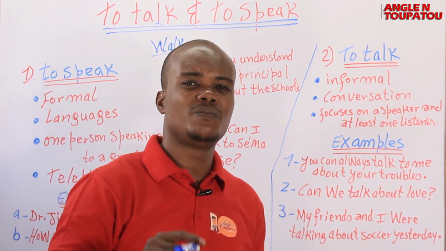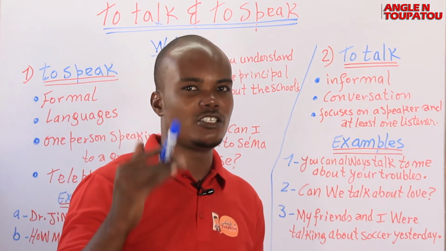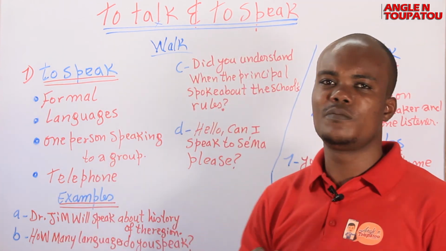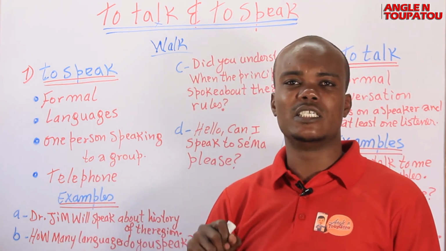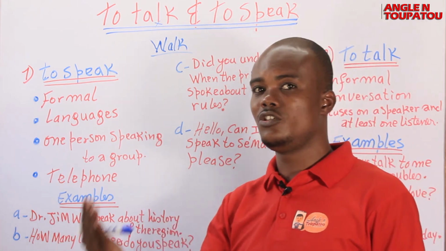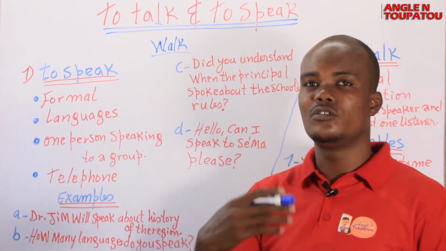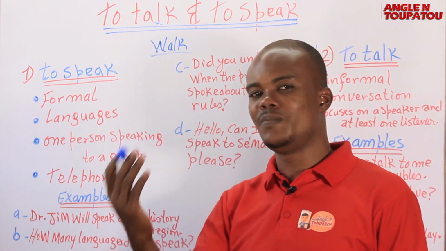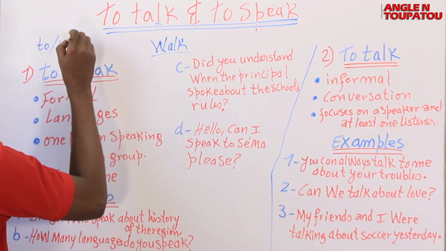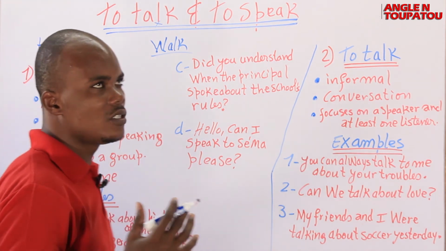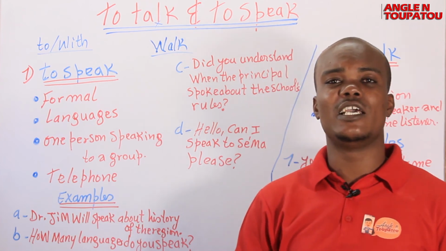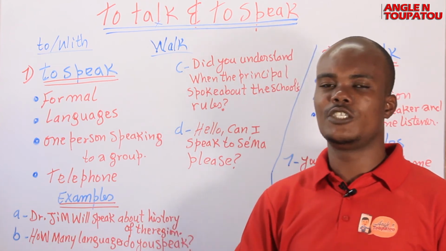Alright? But you can use the verb to talk and the verb to speak with the preposition to. I speak to or I talk to. Not only the preposition to, but you can use the preposition with. But if you want to use a formal conversation, a formal way, you can say speak with or speak to.